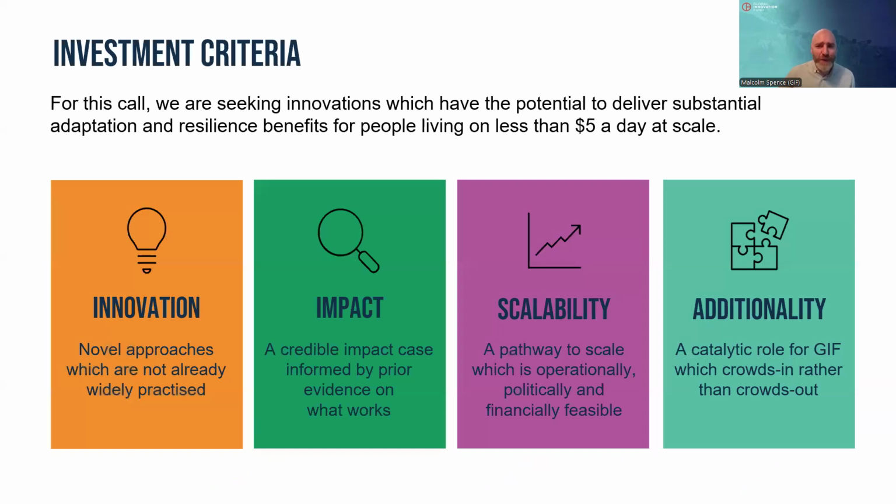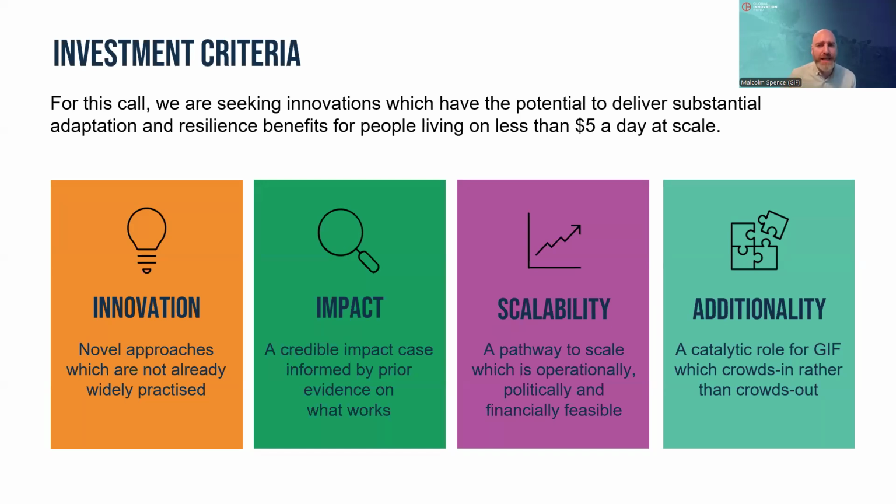So first and foremost, it's really important that your innovation is aimed at bringing benefits to people on less than $5 a day. That's still our core mandate here, is to bring those benefits. And for this call, we're looking for those benefits to be easily understood or easily characterized as climate adaptation and resilience outcomes. And that's something that Sarah will say a little more about in a moment. Thereafter, we have these 4 core criteria: innovation, evidence, scalability, and additionality. And I'm going to speak to each one by one.